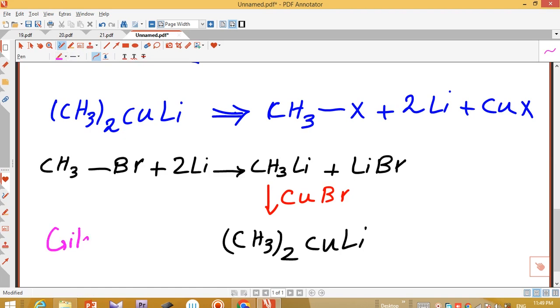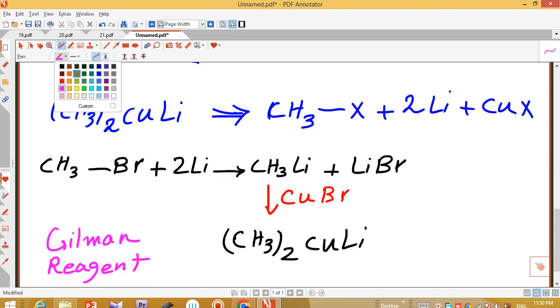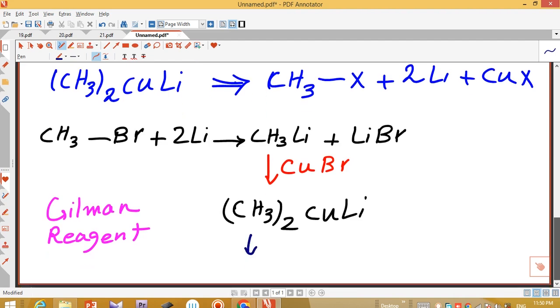So Gilman reagent, Zahra told us in Gilman reagent R is our carbanion and R is our nucleophile, and R is one R with negative charge that can attack our substrate. Okay, what else will we have? We will have our substrate. What is our substrate? Ethyl chloride, my friend. So yes, write it down.